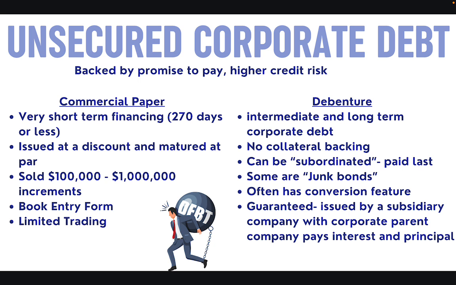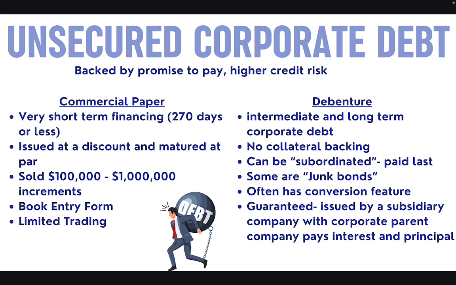Commercial paper, as I said, is the very short-term financing. It's anywhere from 270 days or less. Usually these are 30-day debts. They are issued at a discount and mature at par. Again, this is logical, because we talked about the fact that there are semi-annual payments. But if you've got something that's going to be paid back in 270 days or 30 days, then obviously you can't get your interest payments, right? So these are issued at a discount and mature at par.